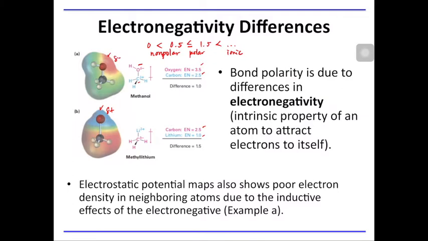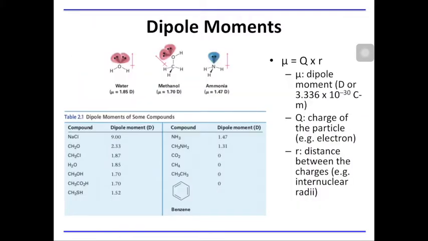Another determinant for covalent character is dipole moment. Dipole moment is designated by mu, which is equal to Q, the charge of the dipole, multiplied by the internuclear distance. So internuclear distance is a vector quantity. Dipole moment is represented by this arrow. And the arrow of the dipole moment points to the region of high electron density.